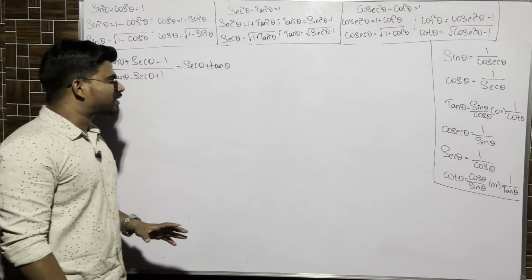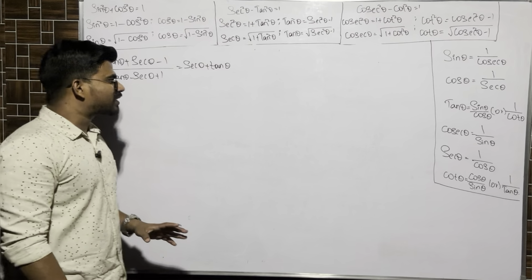One value from the identity we have to put is secant square theta minus tan square theta. Why are we not taking sin and cos and cosecant and cot? Because the other values are in terms of tan and secant. That's why we are using this identity alone, not the other identities. Right. So this tan theta plus secant theta as it is.